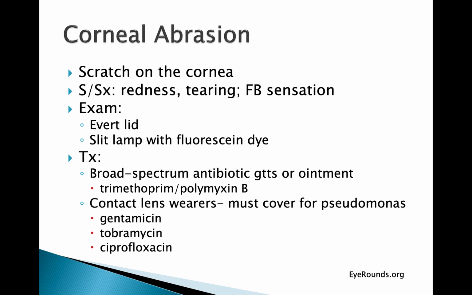Corneal abrasion is simply a scratch on the cornea. The signs and symptoms typically include redness, tearing, and a foreign body sensation. And the most important thing, if you think you have a corneal abrasion, you have to evert the eyelid and make sure that there's not a foreign body stuck to the eyelid. Do that every time, because if it's stuck to the eyelid, you can't see it. And every time they close their eye, they're scratching it even more.